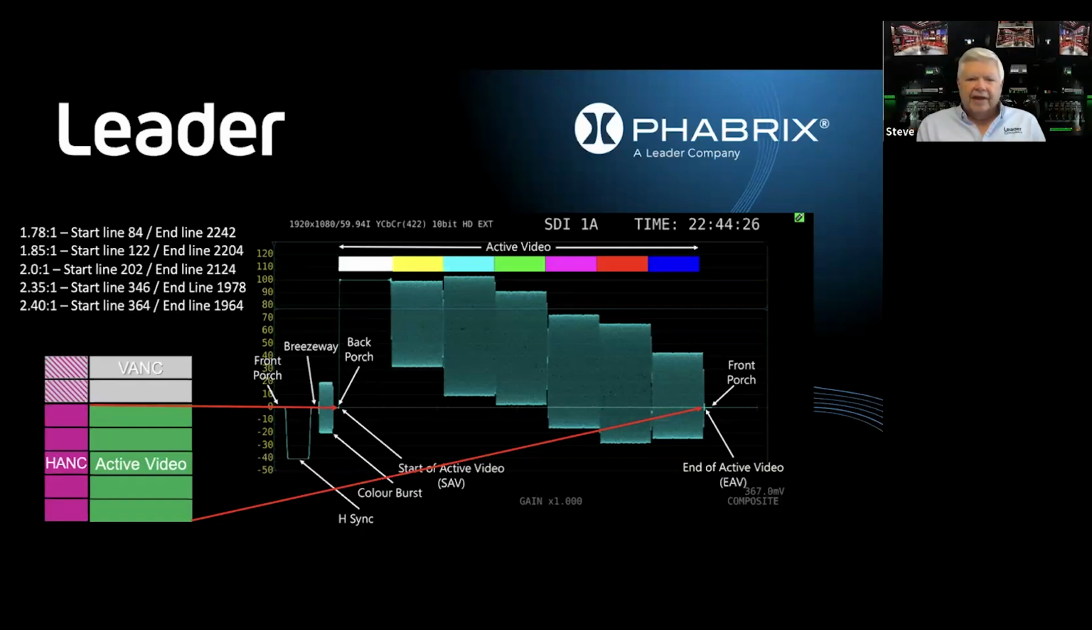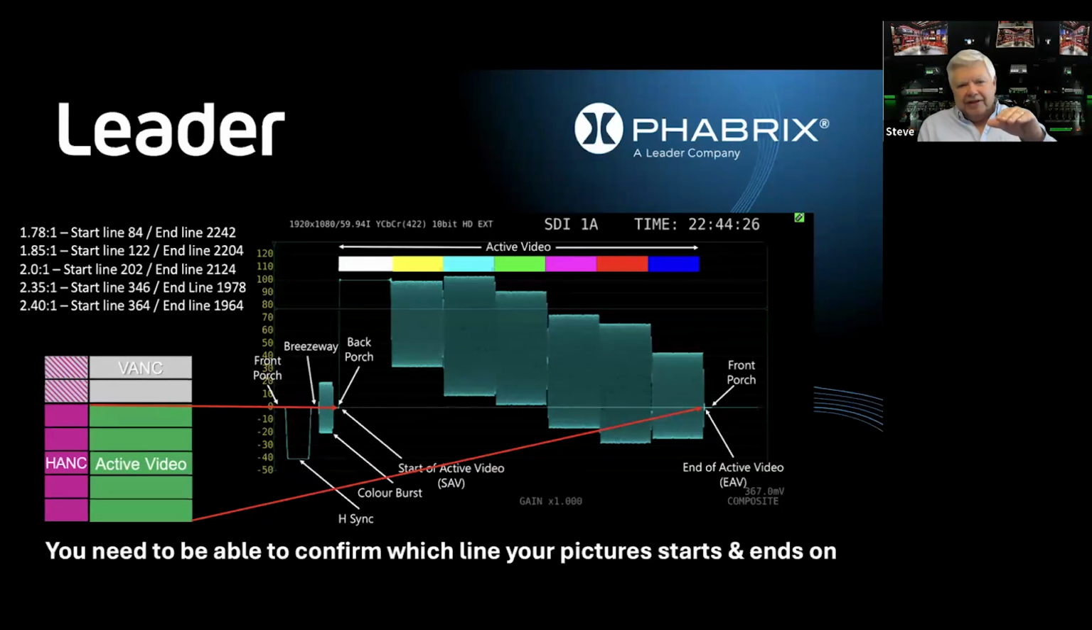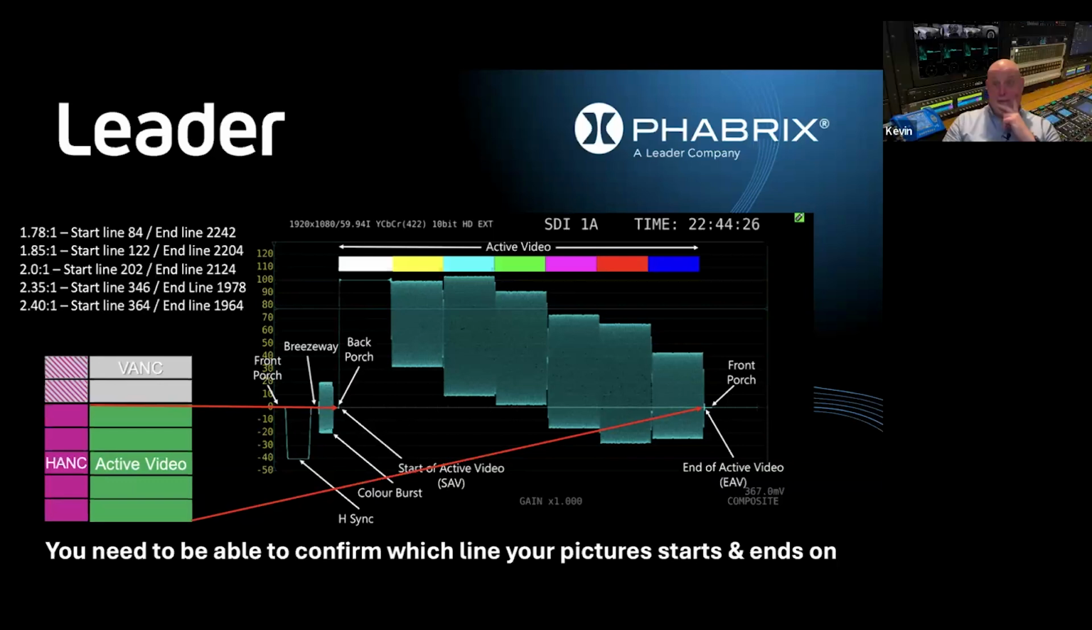Yes. And so there's always going to be, okay, if it's a 1.35 and it's supposed to start on 346, 345 would be okay, 347 would be okay. You're looking for 346. There might be a line or two of wiggle room, but you need to be able to tell that it did start and end exactly where it is supposed to.